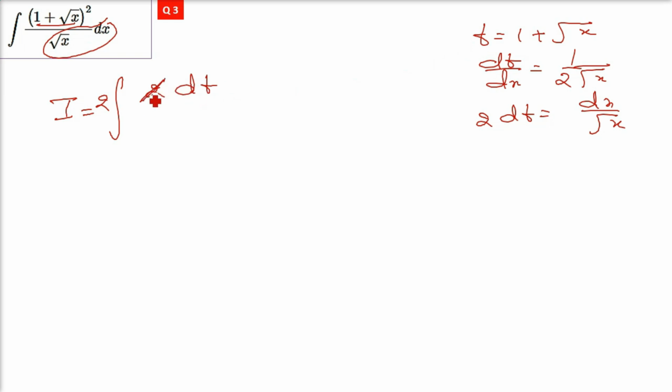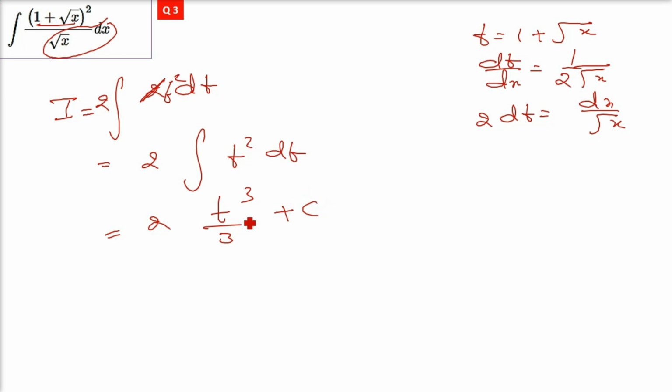So actually let me replace this by t square now. Let me write it again: 2 times the integration of t square dt. And what will be the integration of x raised n? x raised n plus 1 divided by n plus 1. So t raised 2 plus 1, that is 3, by 3. So this is 2 by 3.